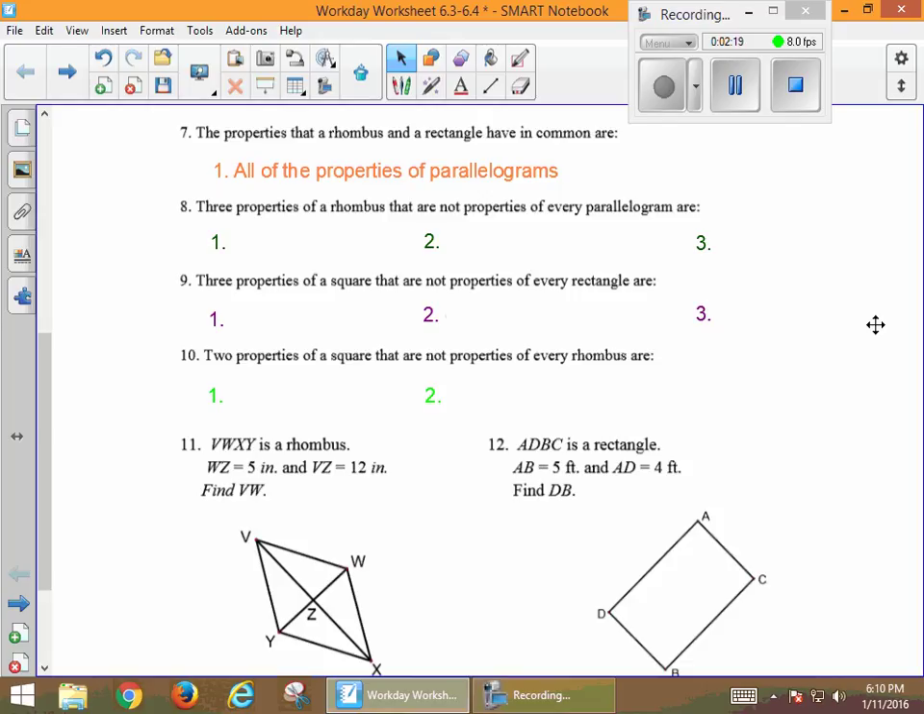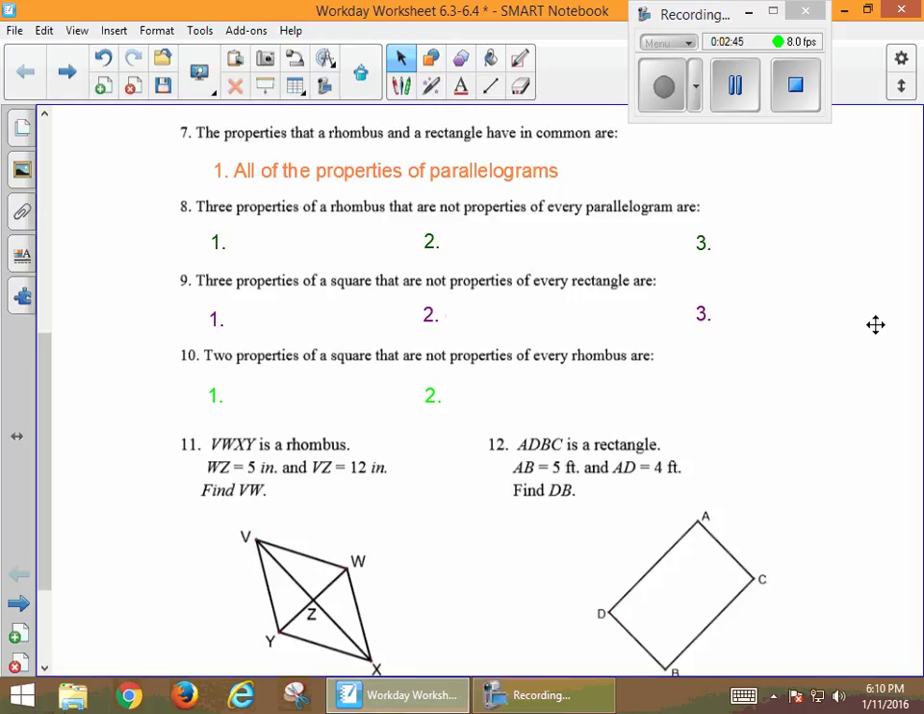Opposite sides are parallel. Opposite sides are congruent. Opposite angles are congruent. Diagonals bisect each other. Consecutive angles are supplementary. One diagonal makes a pair of congruent triangles. And one pair of opposite sides are both congruent and parallel.